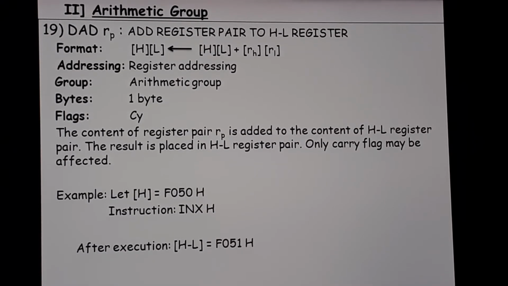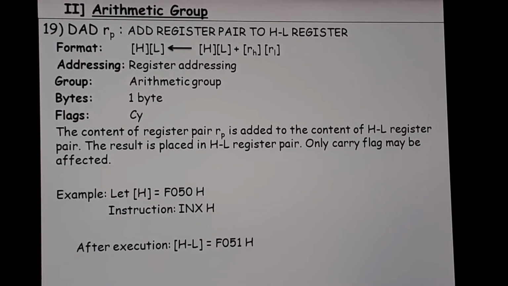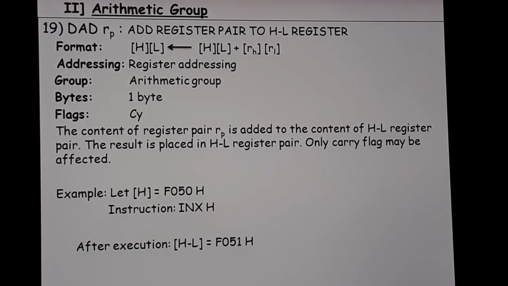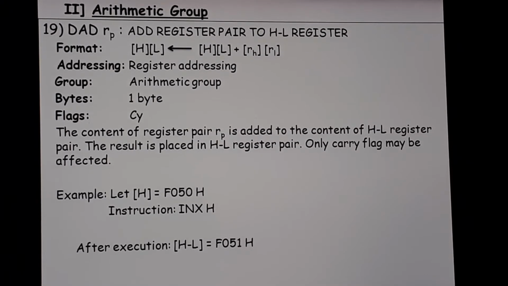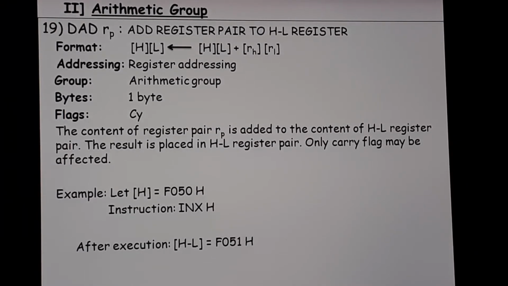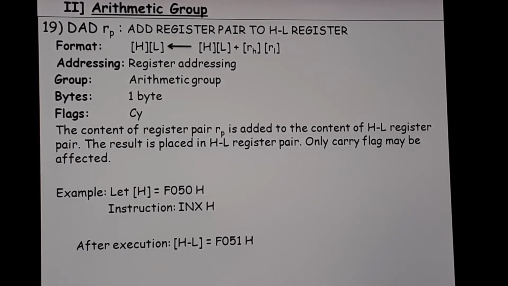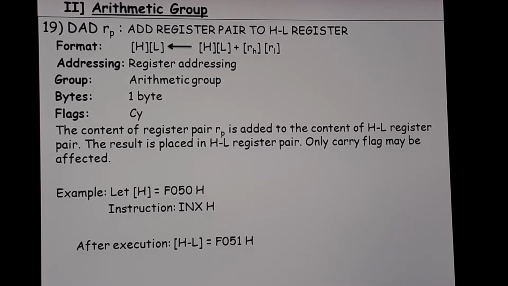Okay, now let us see the example that I have written. In the example you need to mention the HL register pair content. Since it is 16-bit data, you need to mention the 16-bit data here. So you will write let HL is equal to F050H. The instruction is INX, sorry, I have written it by mistake, I have taken the instruction as INX.